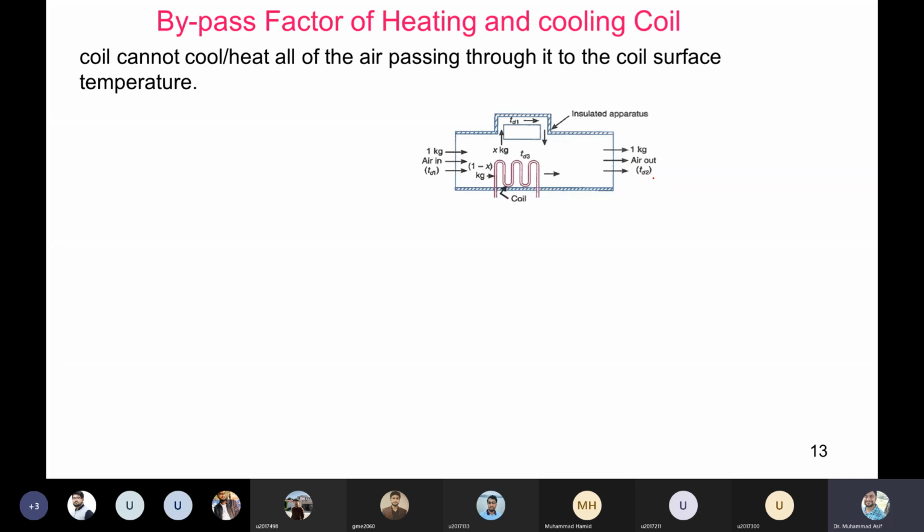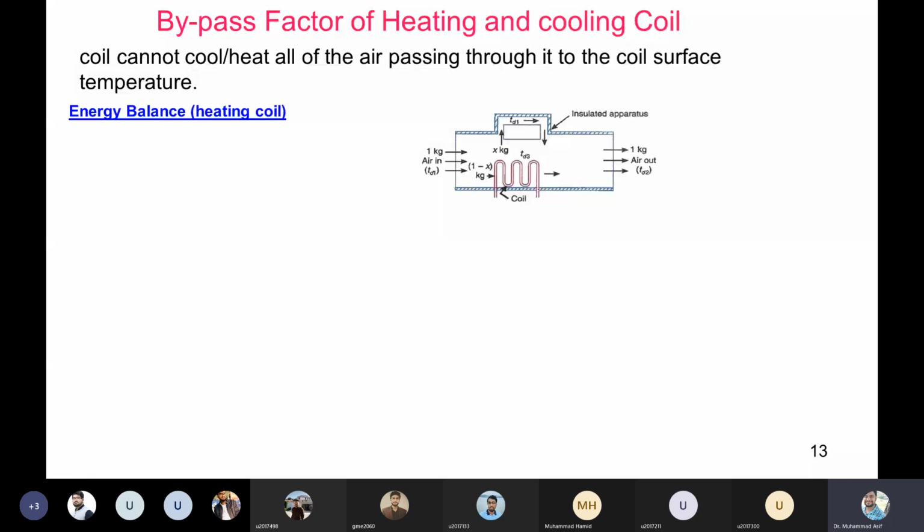So to calculate the bypass factor, that is, how much fraction of the air is bypassed, we have to apply the mass and energy balance. Let's say if you apply the energy balance, let's assume first that the coil is a heating coil.